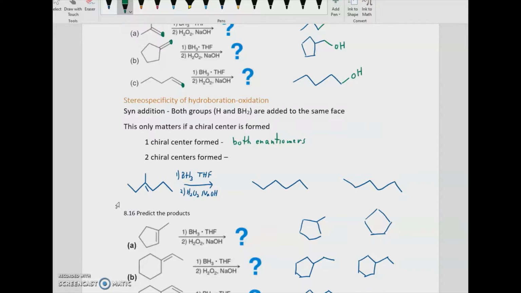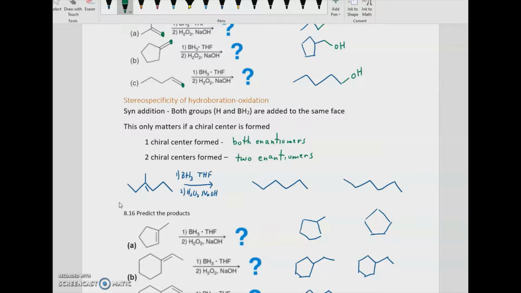If 2 chiral centers are formed, we'll get 2 enantiomers, but we will not get the other 2. So I will show you what I'm talking about here.